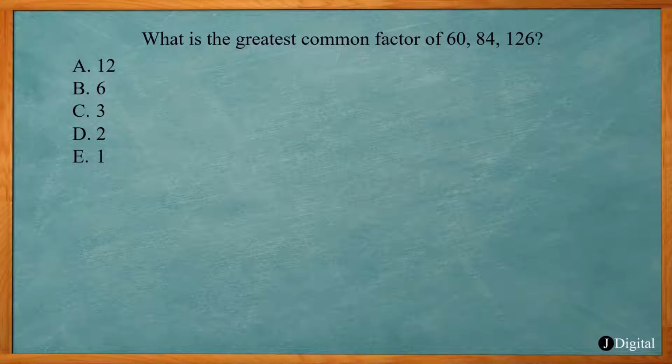Now that way was a little bit time consuming, so if you're good at your times tables and divisibility rules, you can use that to make it a little bit faster. So I'm going to start with the highest number, 12, for my answer choices. So does 12 go into 60? Yes, 12 times 5 is 60. Does 12 go into 84? 12 times 7 is 84, so yes.